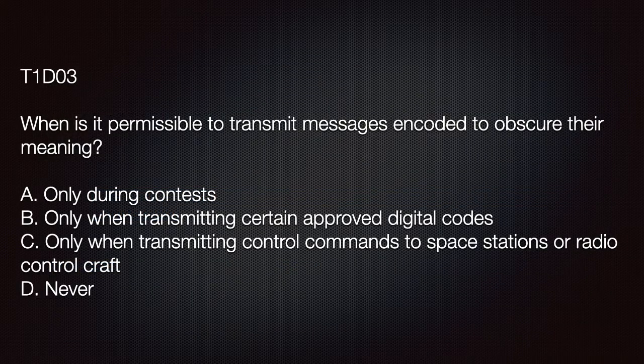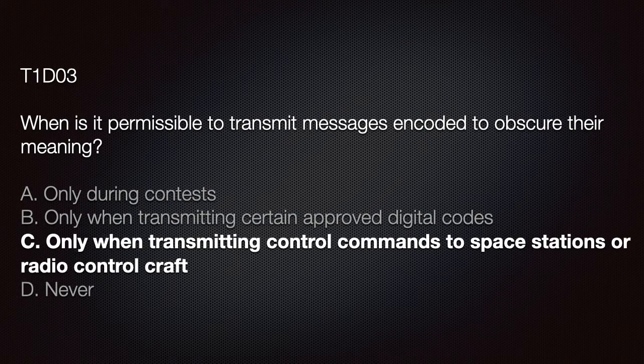On the exam you may see this. When is it permissible to transmit messages encoded to obscure their meaning? Alpha, only during contests. Bravo, only when transmitting certain approved digital codes. Charlie, only when transmitting control commands to space stations or radio-controlled craft. D, never.